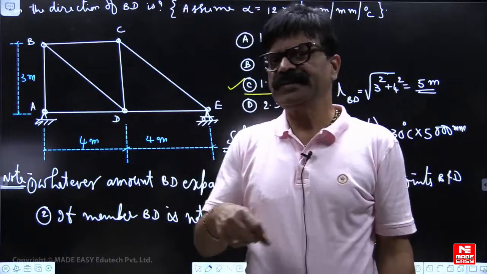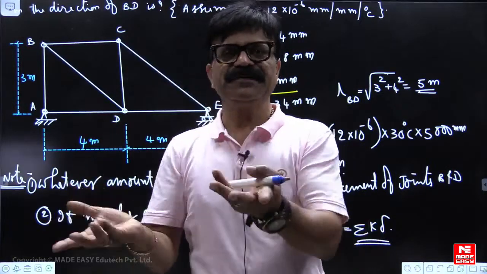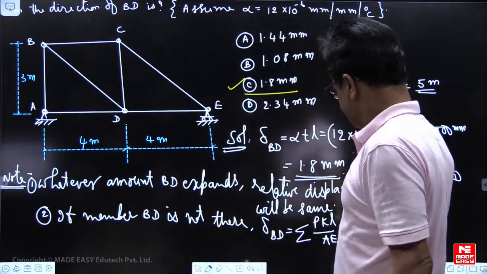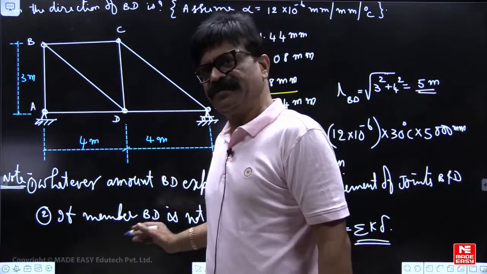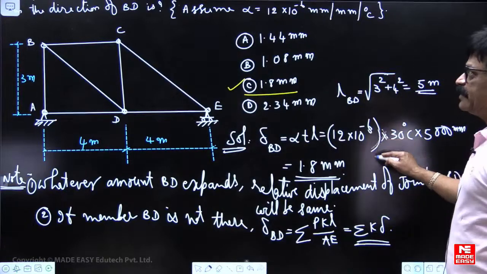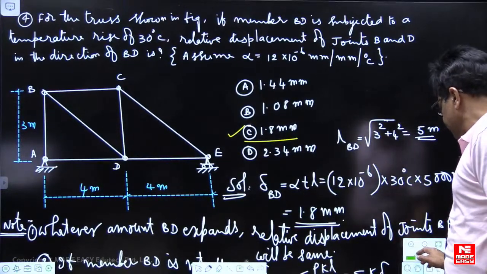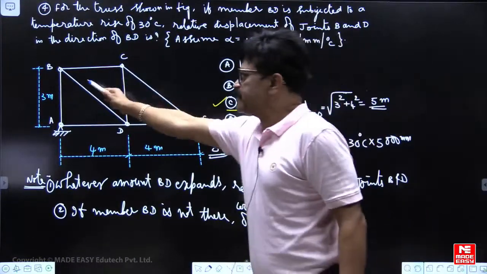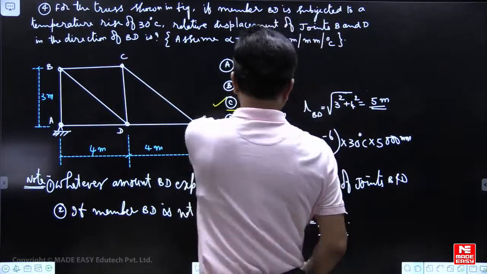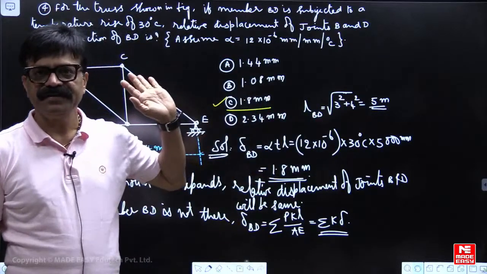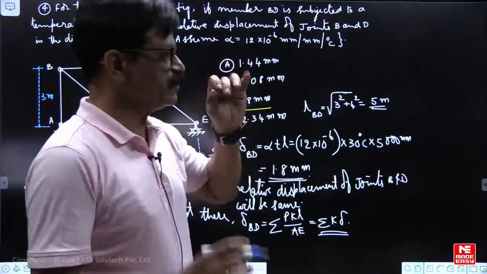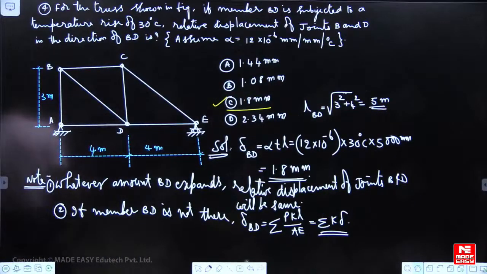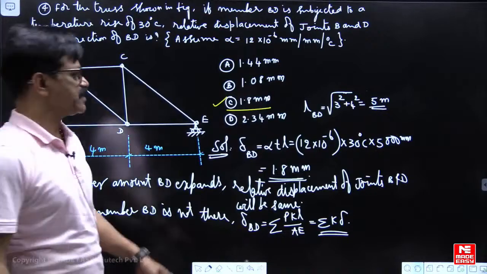But if they want to save your time, they give you the member and ask for relative displacement. 10 seconds you can complete the solution. Otherwise, it may take a full 1 minute to 1.5 minutes. If the member is there and they ask relative displacement, then alpha TL itself will become the relative displacement of the two joints. Okay, so that's how we should manage the solutions.